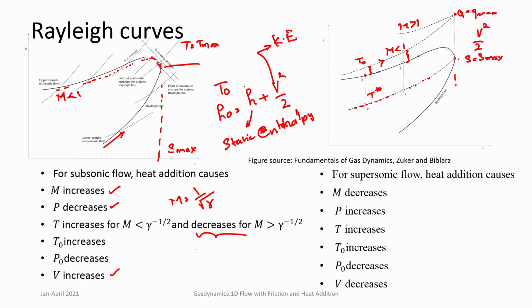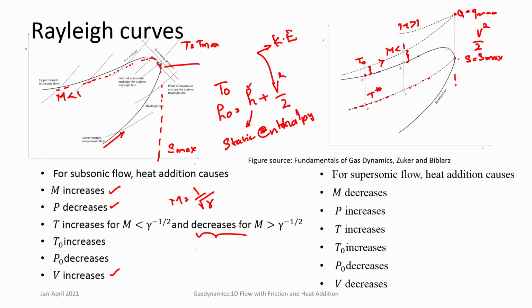Initially the relative increase is more towards an increase of static enthalpy, but once you reach the maximum enthalpy point, further addition of heat actually increases kinetic energy enormously, and some amount of it can also be taken from the static enthalpy. So, total enthalpy, which is a combination H plus V square by 2, continues to increase, but static enthalpy reduces, because now more energy is taken by the kinetic energy. So, that is why this happens.